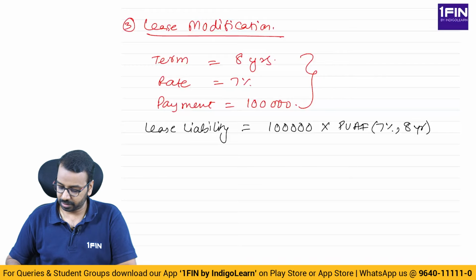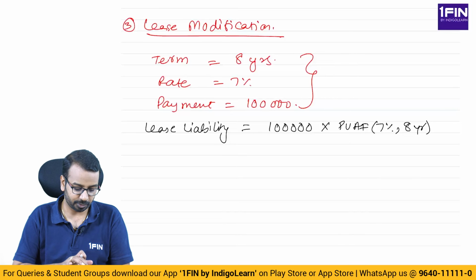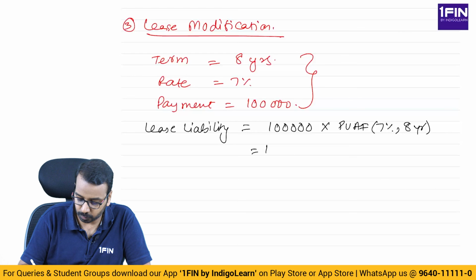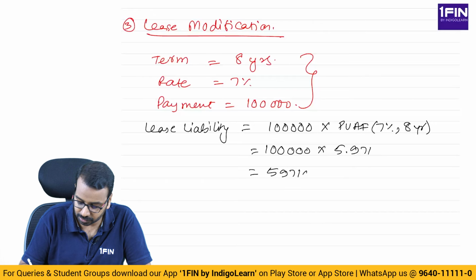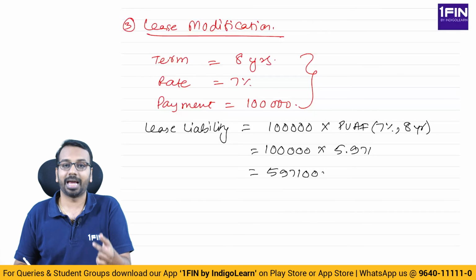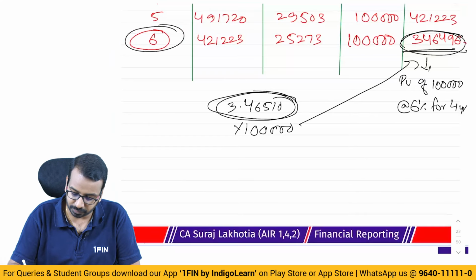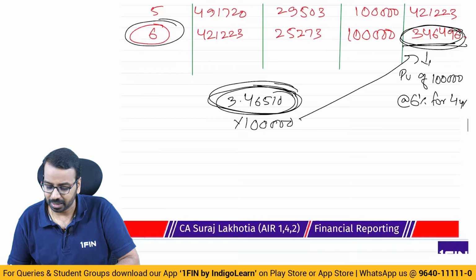So 1 divided by 1.07 is equal to once, 2 times, 3 times, 4 times, 5 times, 6 times, 7 times, 8 times, and if I do a grand total, I get 5.971. So it is 1 lakh into 5.971. That is equal to 5,97,100. This is my new liability. Okay. Now what is my old liability? Old liability is 346,496 or 346,510, whatever you have computed.